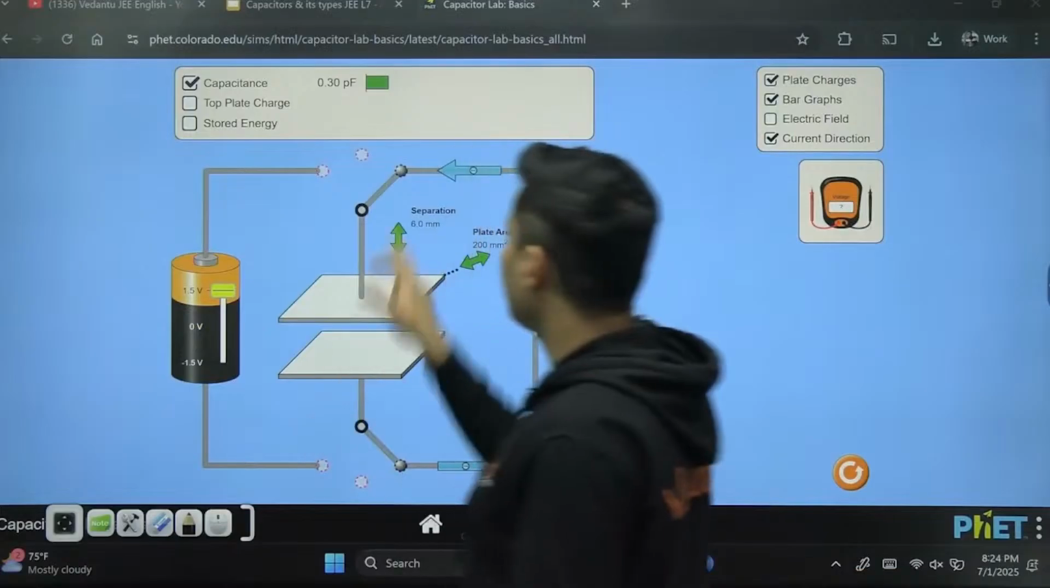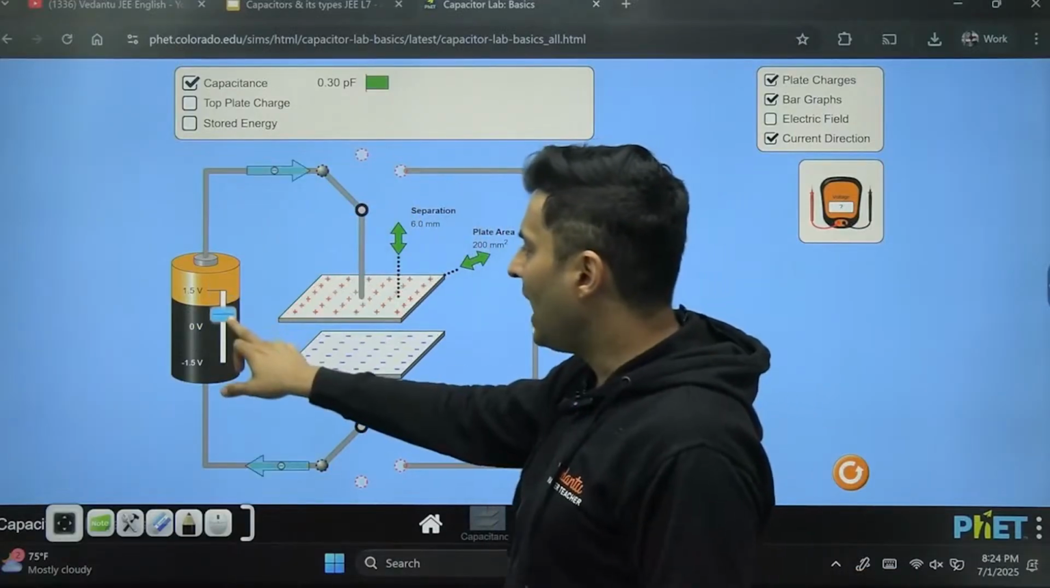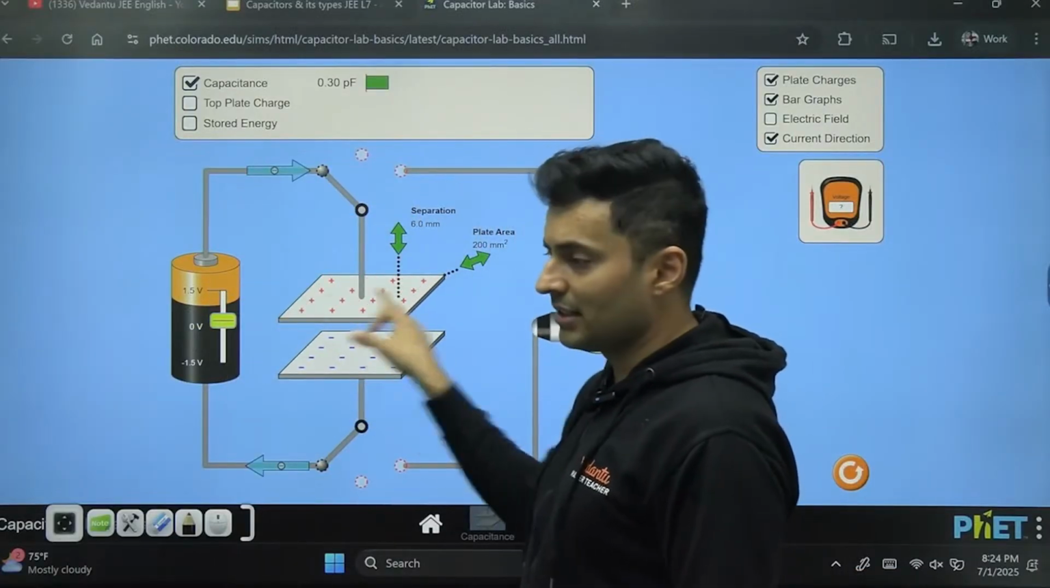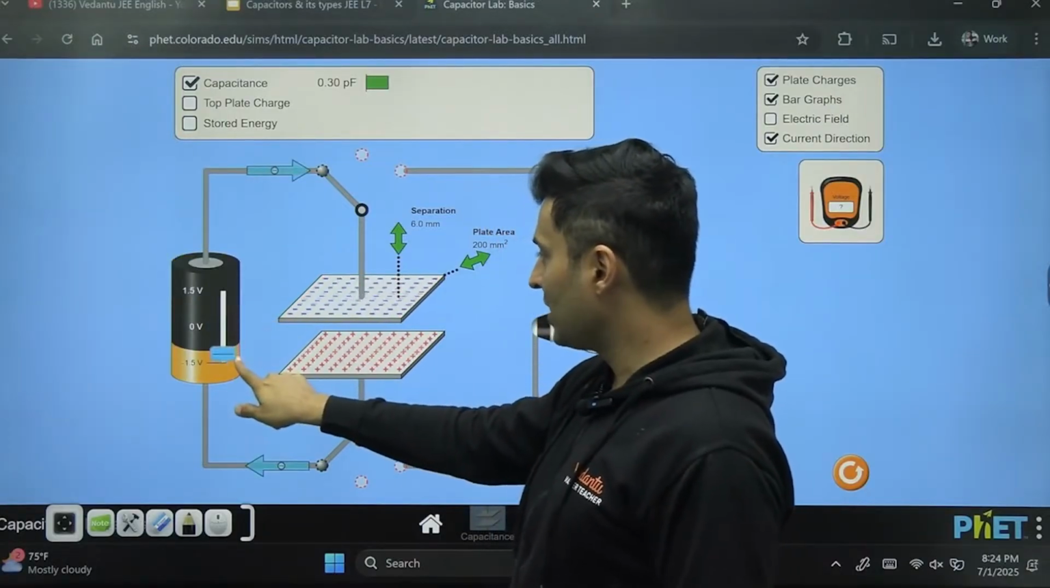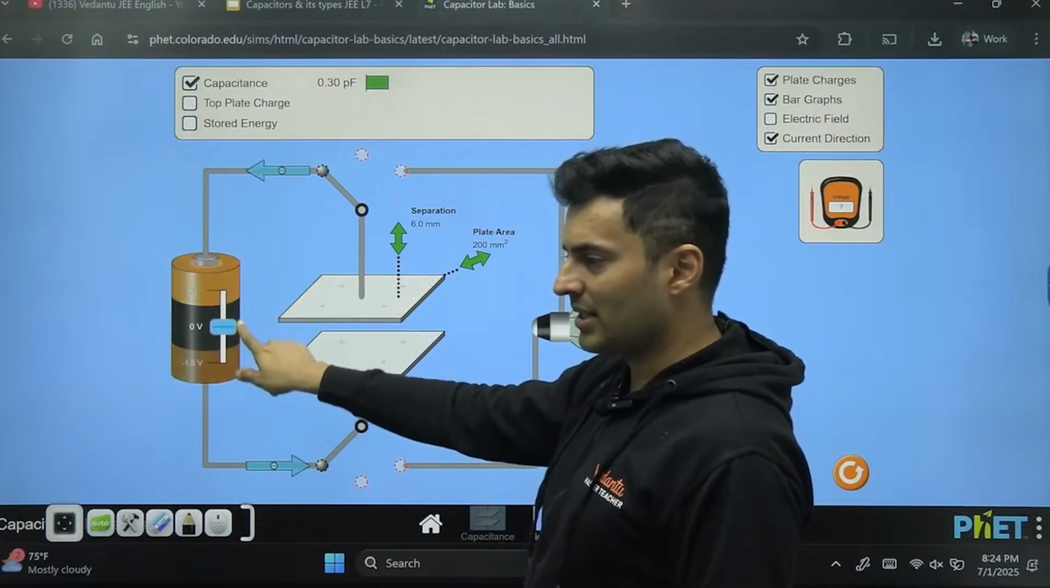And as you can see over here, as I increase the voltage, the charge increases. So charge is proportional to the voltage. As you can see over here.